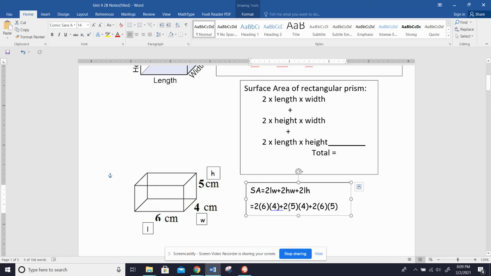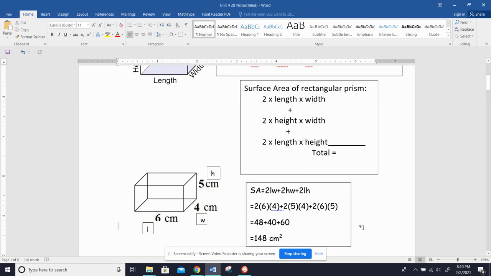Order of operations says I have to do the multiplications first. When I do that, I get 48 from this one, and then 40 and 60. So my total surface area is going to be 148. And because we are still talking about area, even though it's three-dimensional figures, my labeling on here would be centimeters squared. Go ahead and stop the video now and do the next problem, and then I'll come back and show you.